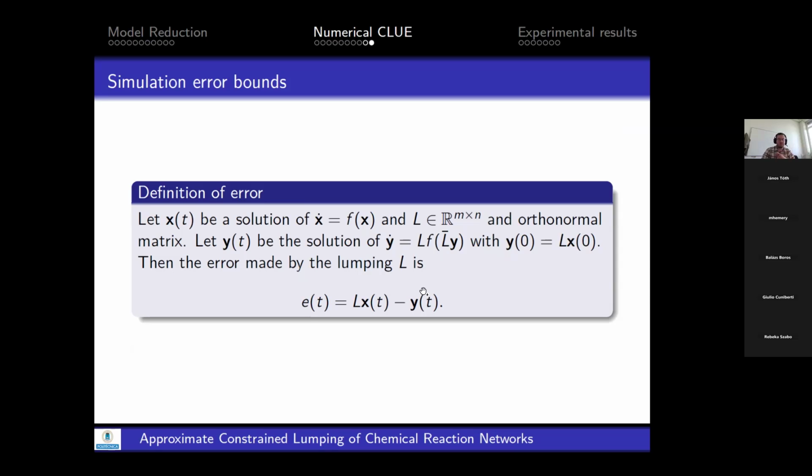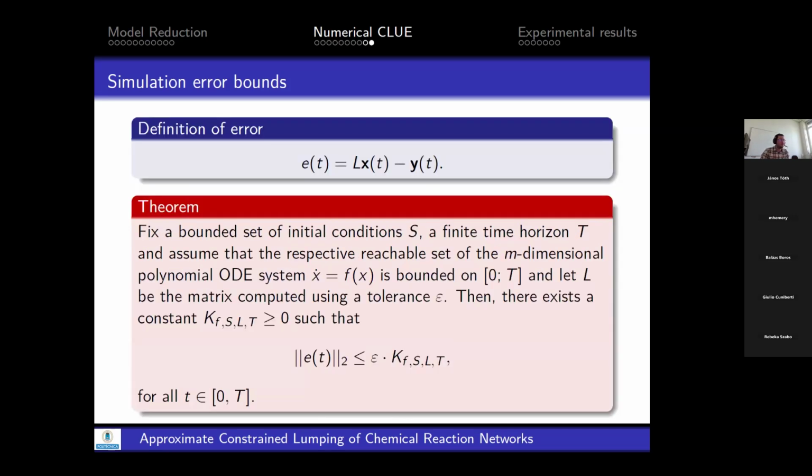If this is an exact lumping, it is easy to prove that this difference is always zero. In the numerical case, this is not the case. This will be different than zero, and we have an error. So how big is this error, right? This is the tricky question. How bad can you make it when you do this numerical lumping, essentially? And the answer is that this error will be linear in epsilon. So the smaller the epsilon, the smaller the error you make. The bigger the epsilon, the bigger the error. And this relation is linear, right?